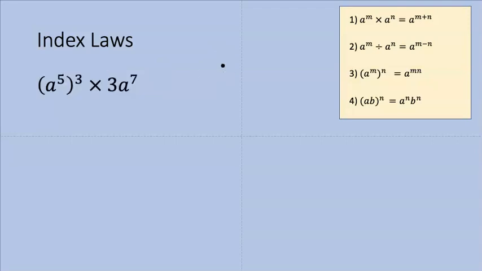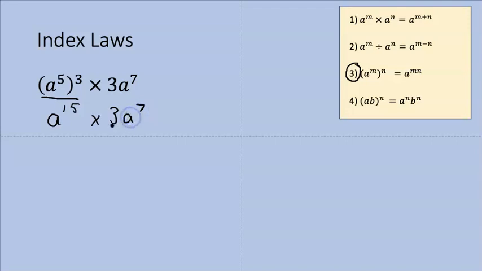Now, what about ones where we've got two index laws to deal with? I've got a bracket and I've got 3a to the 7. So I deal with the bracket first. a to the 5 to the 3, I just use law 3 here. So I just multiply the indices together. That gives me a to the power of 15. Then I multiply it by 3a to the 7.